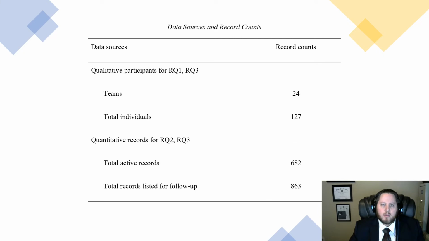To give kind of an idea of the size of the study, I interviewed 24 teams in a focus group setting with 127 individuals. That's as part of that semi-structured interviews. When I was looking at the Viper data, I looked at 682 active records and then 863 total records. The difference between the two is there are records that are Viper records that are put on hold that are still actively being followed up on, even though they're not marked as active anymore.